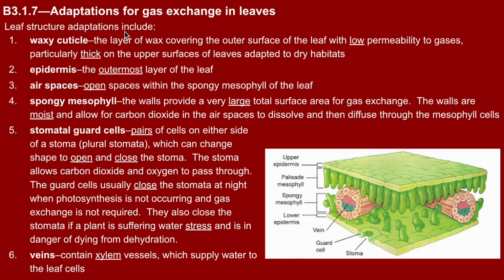Now, also up on the surface of the leaf is going to be a waxy cuticle. That's going to help prevent water loss. The epidermis are these outer layers of the leaf. There's air spaces within the spongy mesophyll that has a large surface area for gas exchange. Our stomatal guard cells, those are going to close at night when photosynthesis isn't occurring, so the plants don't need a CO2 source, or when there is water stress, and so we want to avoid having water transpire out. There's also going to be veins that include xylem and phloem vascular tissue for movement of water and sugars.